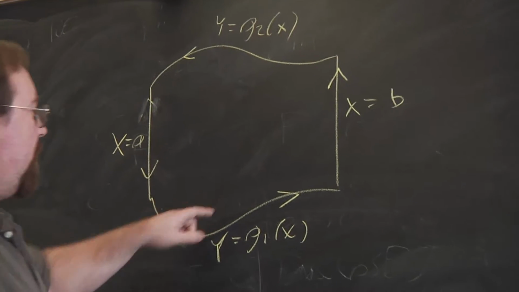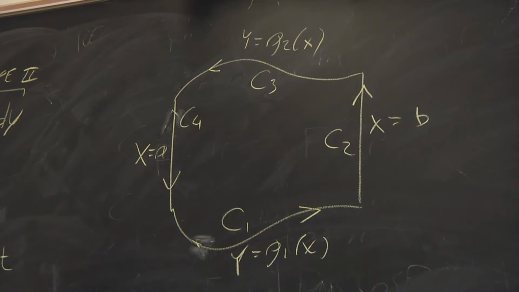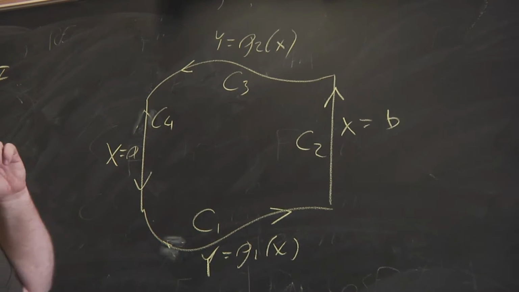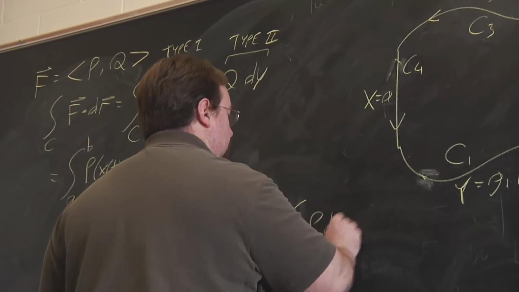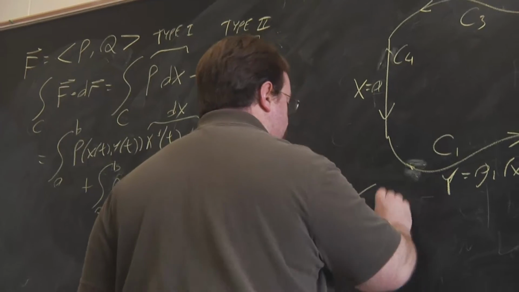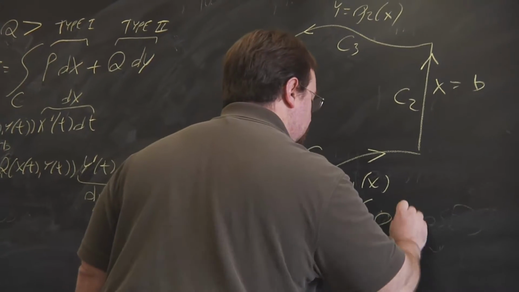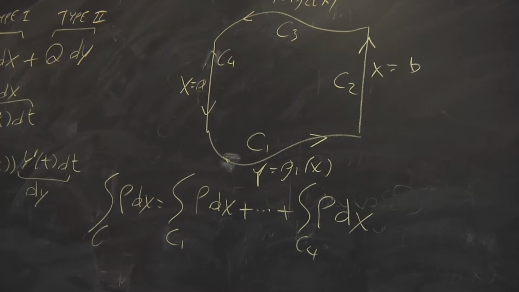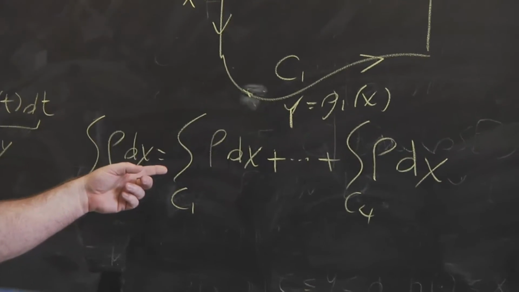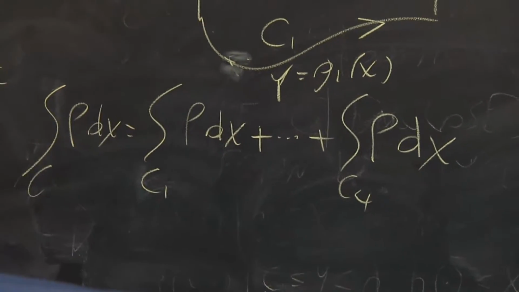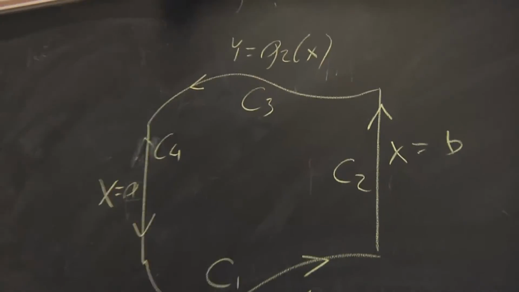Now, I'm going to call these 4 pieces C1, C2, C3, C4. The curve, not the explosive. And so we need to evaluate this line integral of P dx. So it'll be the integral over C1 plus integral over C2, integral over C3, integral over C4. Now, fortunately, 2 of these we can eliminate right away, because what we have here is dx, which translates into x prime of t dt.